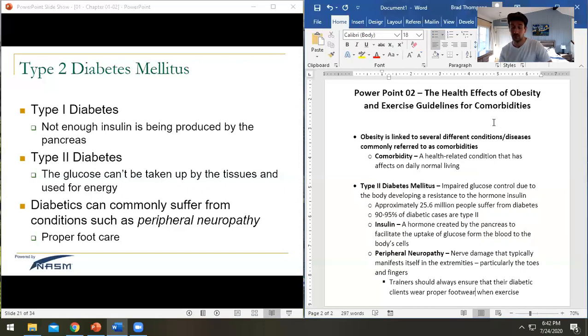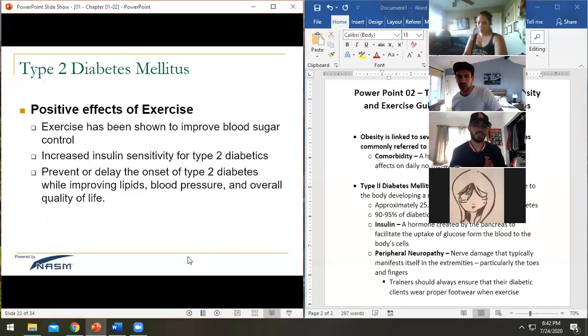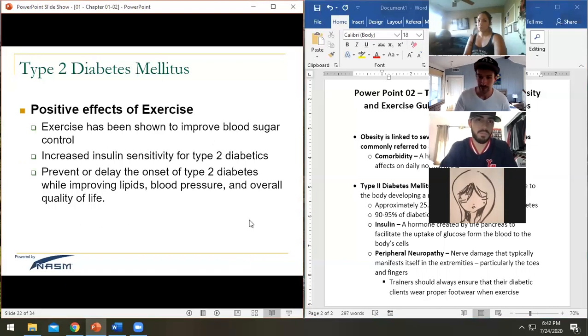Is that for type 1 and type 2 clients? Yeah, you can get it in type 1 as well, because the problem is the same: too much sugar in the blood. Type 1 diabetics will definitely have different manifestations of symptoms, but the issue is the same, too much sugar in the blood. So yeah, it's definitely more common in type 2 diabetics, but it can happen with anybody.